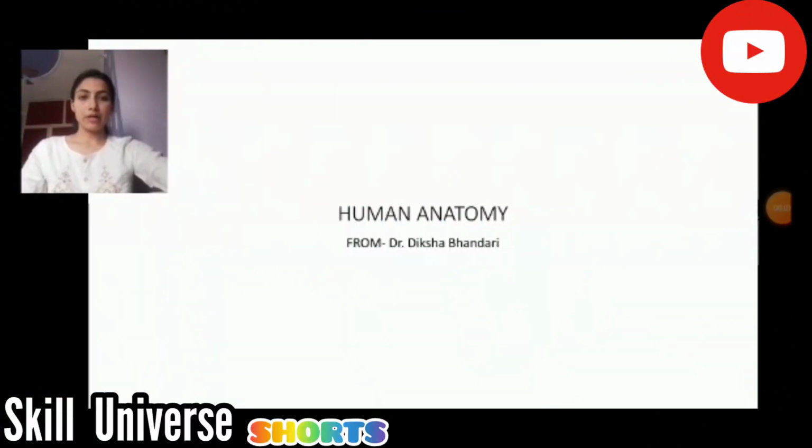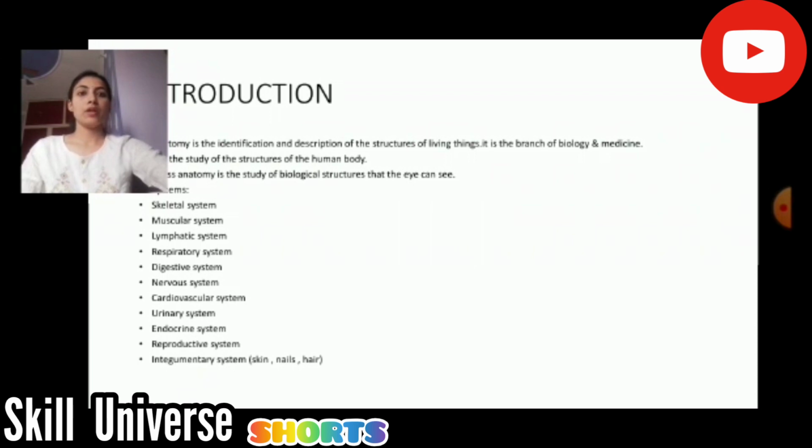We will study about human anatomy. So let's start with the introduction part first. Before proceeding towards human anatomy, one must know about the term anatomy. What is anatomy? Here's the definition: anatomy is the identification and description of structures of living things. It is the branch of biology and medicine.